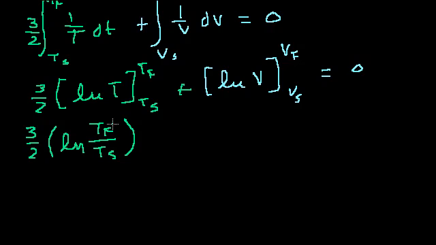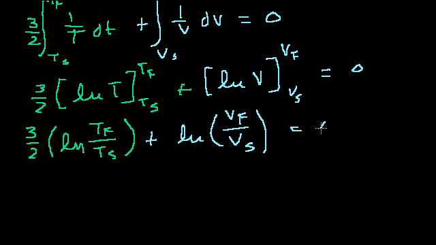That's the same thing as this. Plus, for the same reason, the natural log of Vf over Vs. When you evaluate this, it's the natural log of Vf minus the natural log of Vs, which can be simplified from our logarithmic properties. So that equals 0.